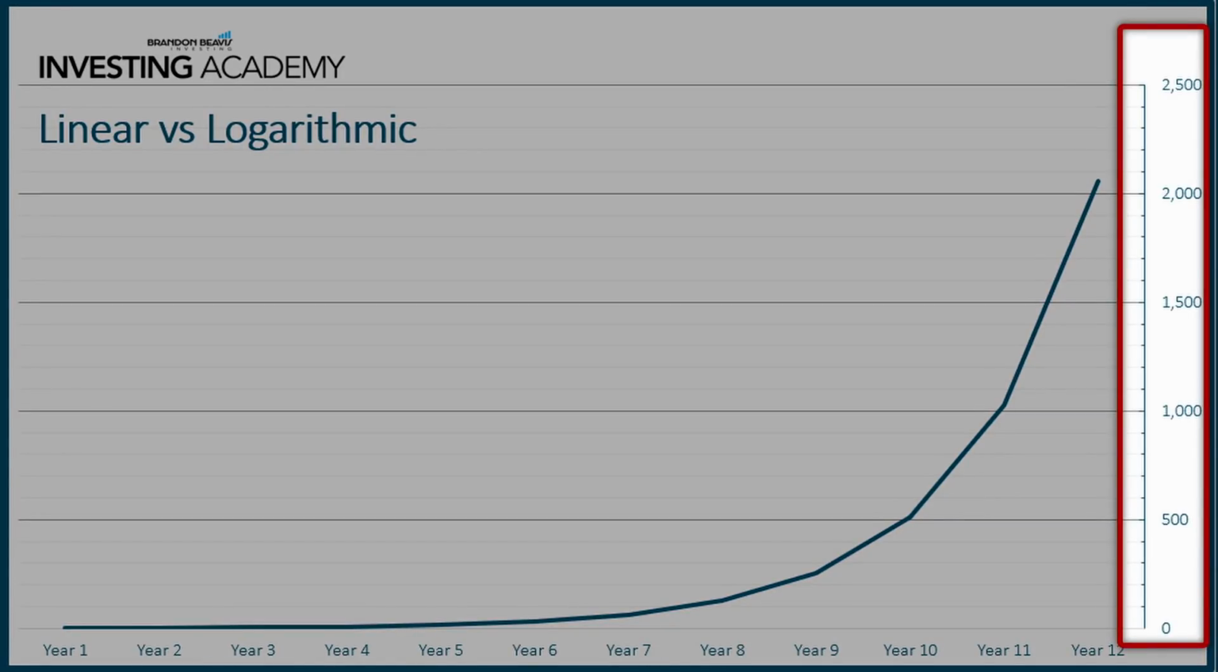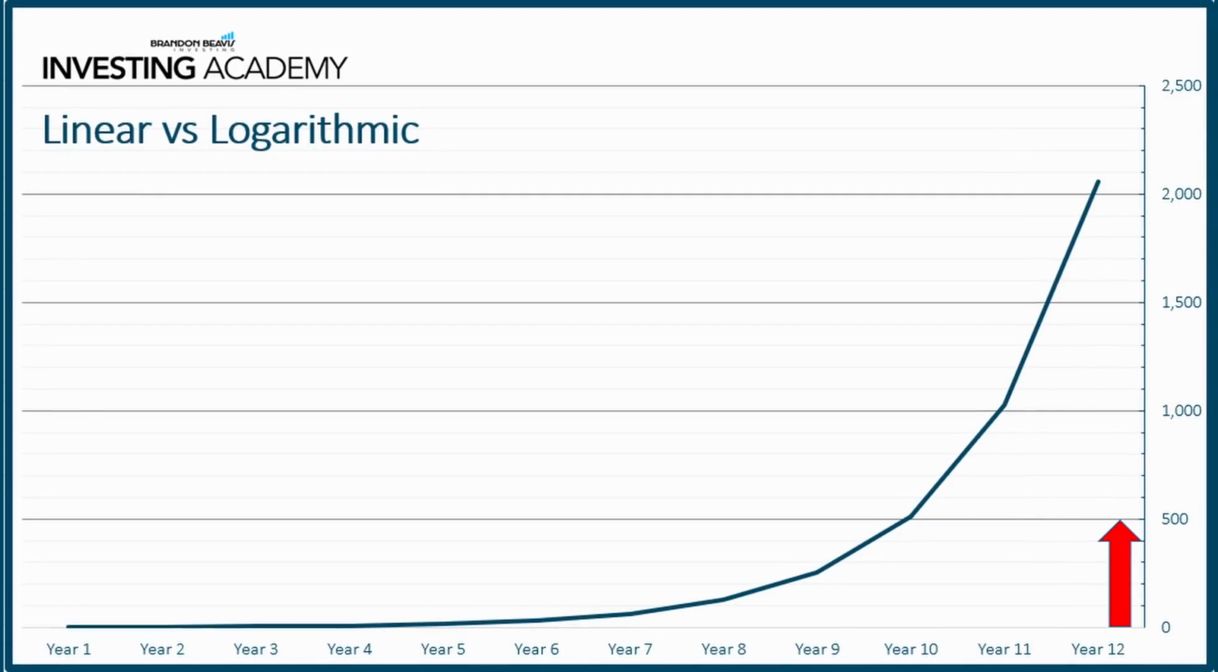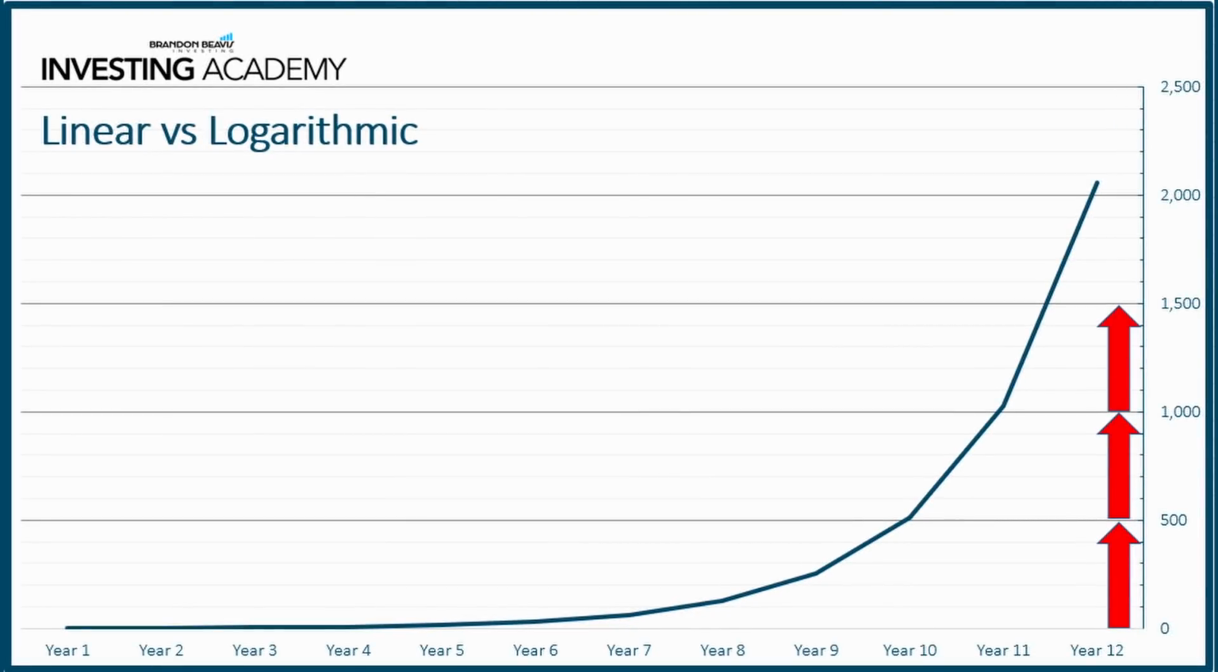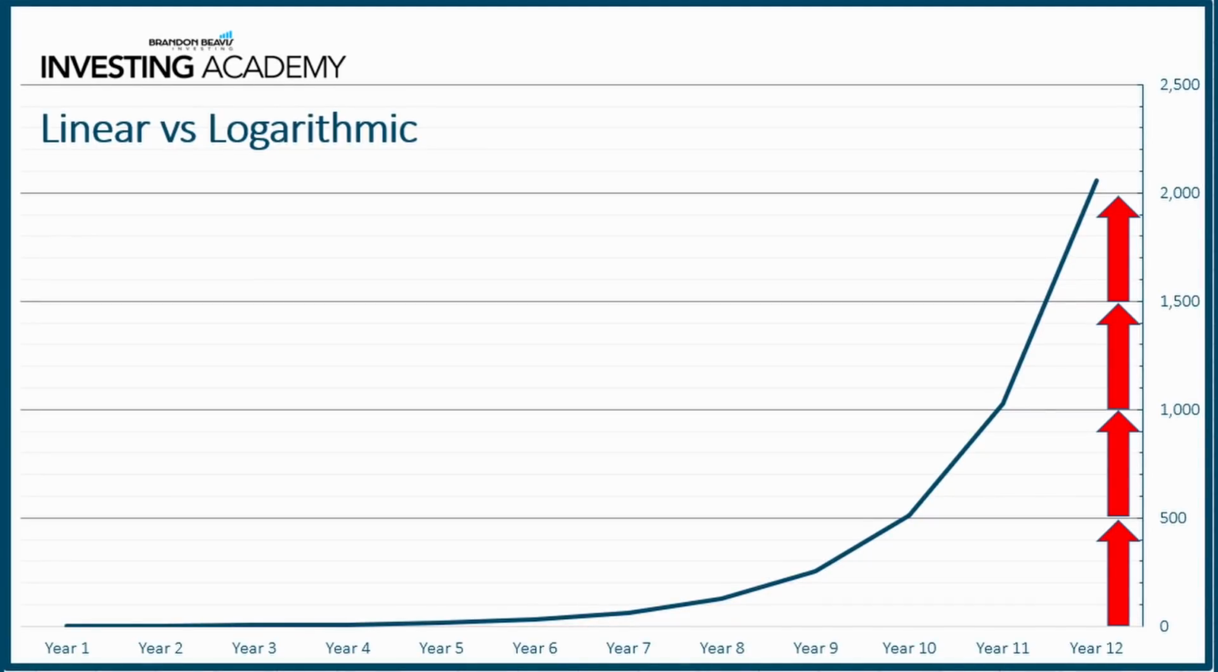For example, from $0 to $500, shown here by the red arrow, is one segment of the chart. The next $500, from $500 to $1,000, is represented by an equal distance up that scale. $1,000 to $1,500, again, an equal distance. And finally, in this example, from $1,500 to $2,000, again, is represented by an equal distance.